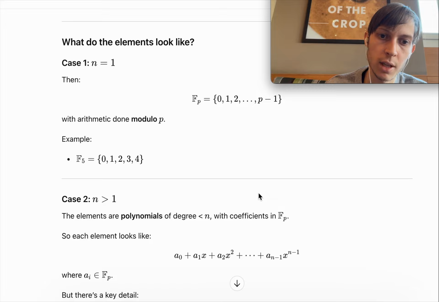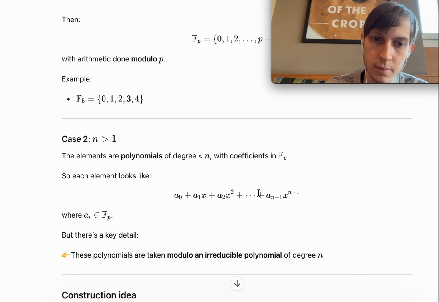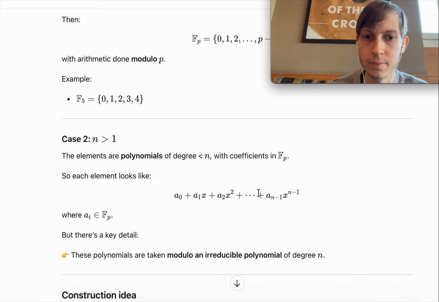If n is bigger than 1, the elements are polynomials of degree strictly smaller than n, with coefficients in F sub p. So these elements will look like polynomials a0 plus a1 times x to the first, up to a n minus 1 times x to the n minus 1.